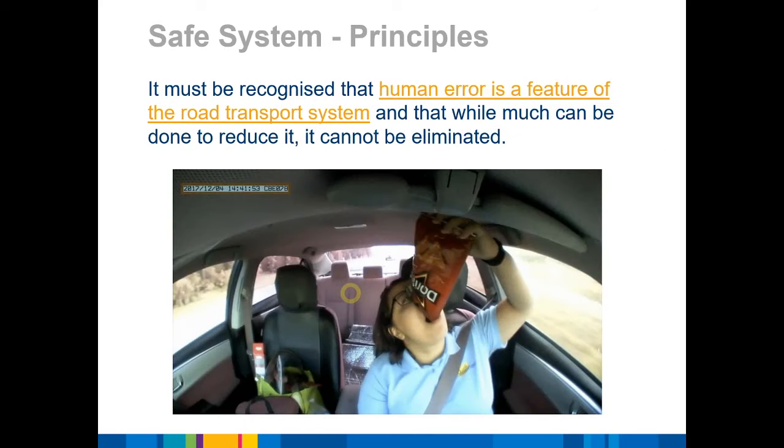Now, part of this is recognizing that human error is a feature of the road transport system. Until we get rid of the humans, we're always going to have human error. We're going to get people trying to empty the last few crumbs out of a Doritos bag, presumably while driving at the same time. We can't eliminate that sort of mistake making, this tendency to take the eye off the road for a distraction. We can encourage people as much as possible not to do these things.